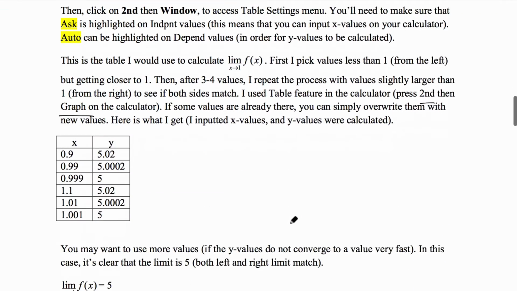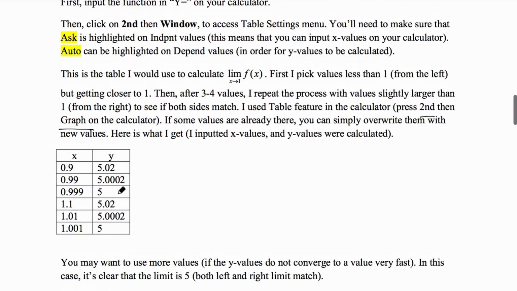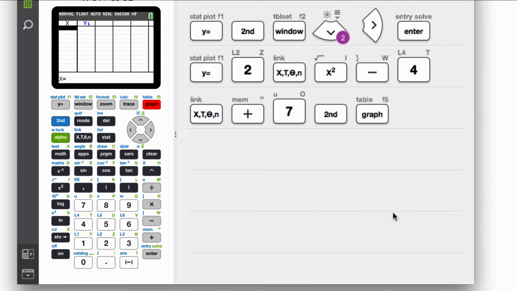All right. So notice how I have this table here. You want to basically approach it from both the left with values smaller than 1, but getting very close to it. And same thing on the right. Notice how we start with 1 decimal, then progressively the values are getting closer to 1. So you'll start seeing patterns very quickly, I think.